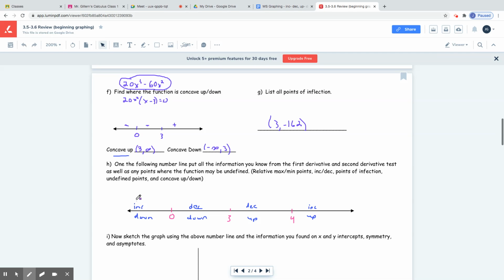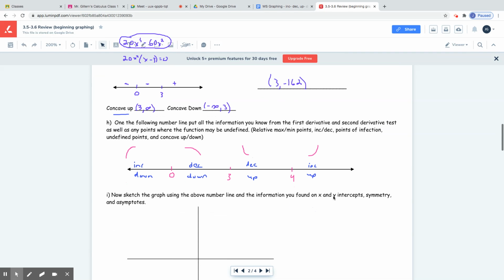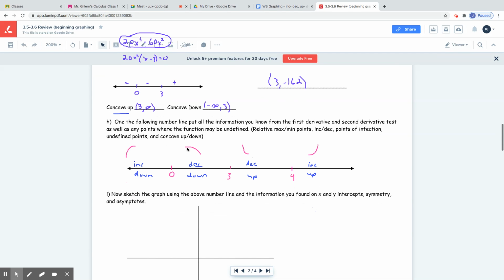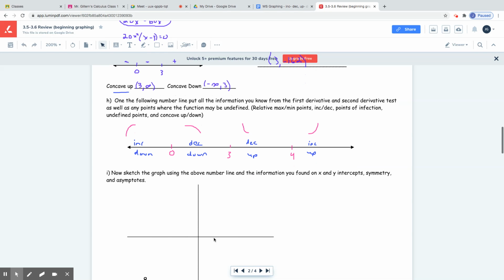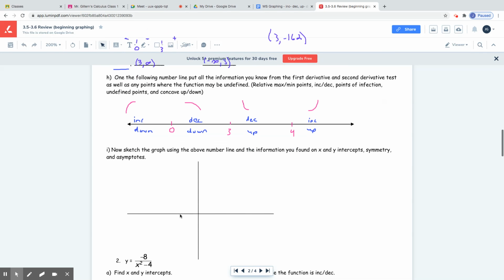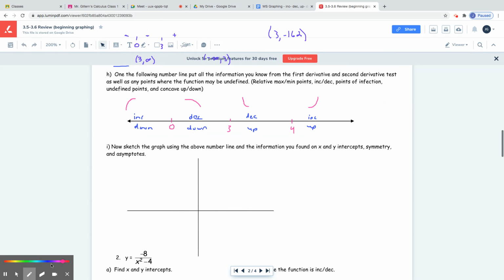So increasing and down is that, decreasing and down is this, decreasing and up looks like this, increasing and up looks like that. And like I said, eventually you don't have to draw those there. I'm just doing that so we can review what they look like. You could just do them once you plot all your points. So then the last step is to go through and plot our points.